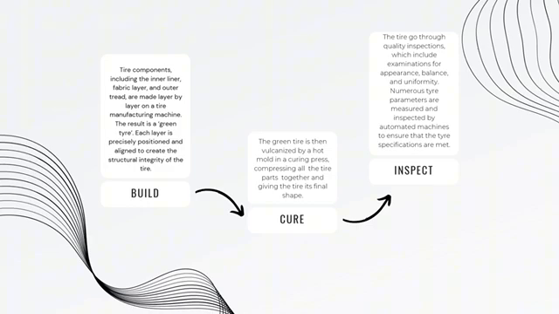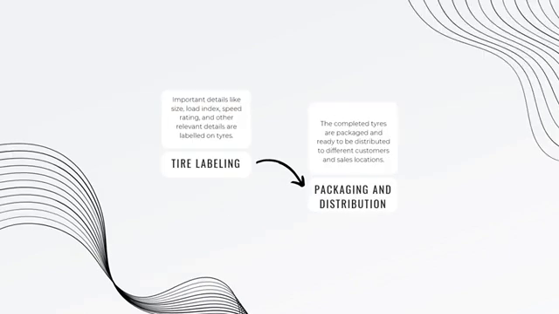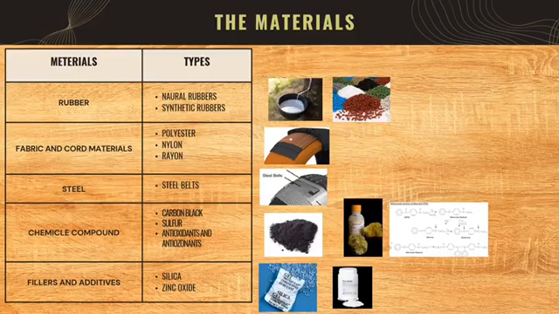The green tire is then vulcanized by hot mold in a curing press, compressing all the tire parts together and giving the tire its final shape. This step we call curing. After curing, the tire goes through quality inspection. The tire is examined for its appearance, balance and uniformity. The last 2 steps are tire labeling and packaging. Important details like size, load index and speed rating are labeled on the tire. And then the completed tire is packaged and ready to be distributed.